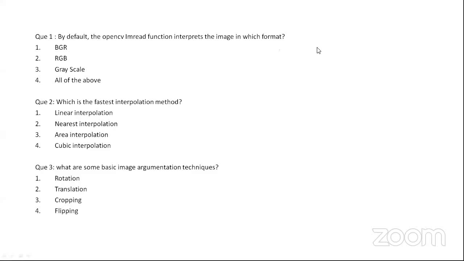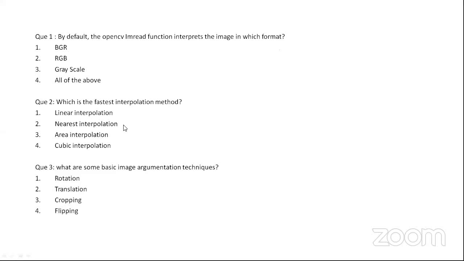For the second, which is the fastest interpolation method? Can I have the answers? I pointed also, guys, to remember. Sujit Reddy is saying linear interpolation. Viswajit, cubic. Sujoy, nearest. Any more responses, guys? Okay, Sujoy, you are definitely correct. As the name says, it is nearest interpolation.